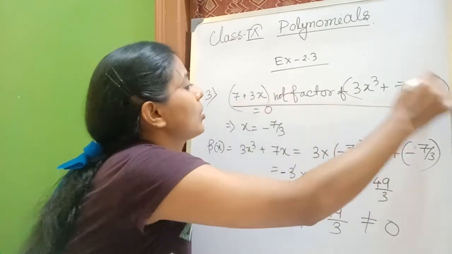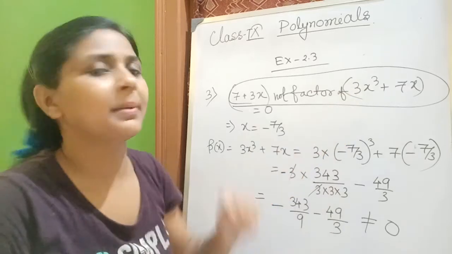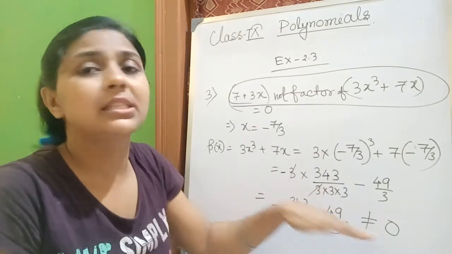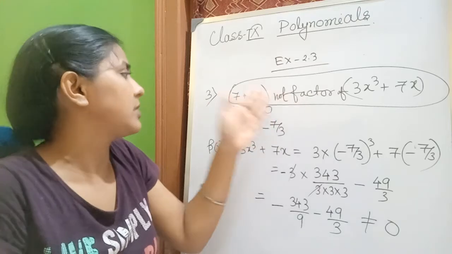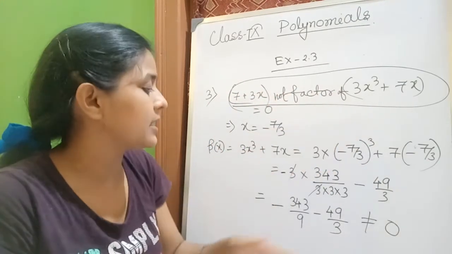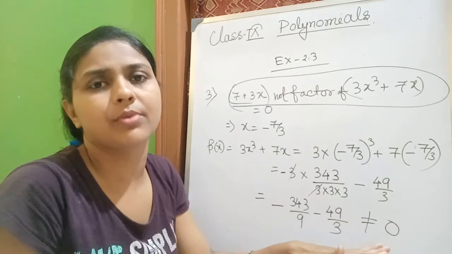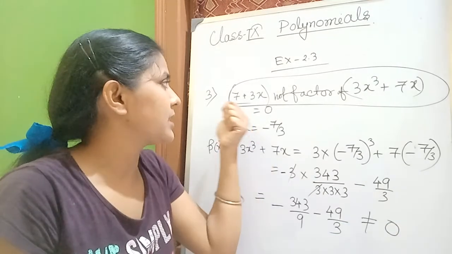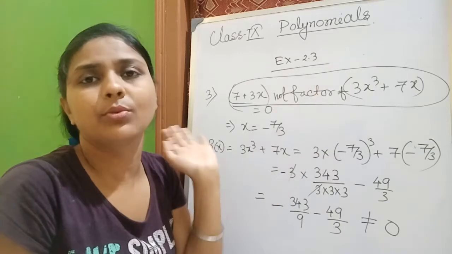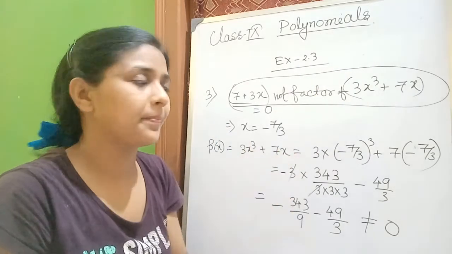That means this is not a factor of the given polynomial 3x cube plus 7x. If it would be 0, then we would say that this is a factor of this, but the reality is that we have got not equal to 0. That means 7 plus 3x is not a factor of 3x cube plus 7x.